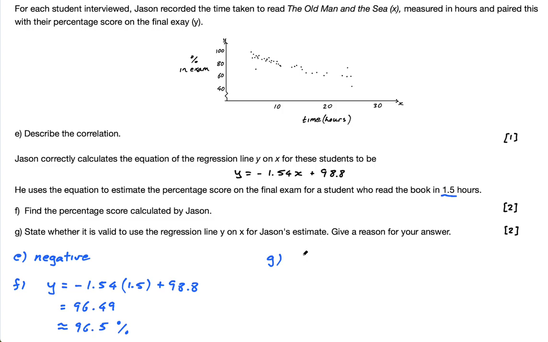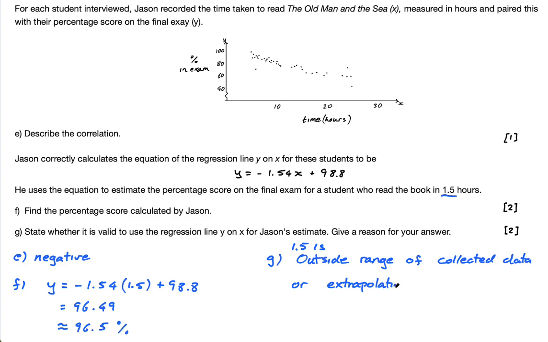So let's write that down. Outside the range of collected data. That's what he wants to say. 1.5 is outside the range of collected data. Or the real technical word is extrapolation.